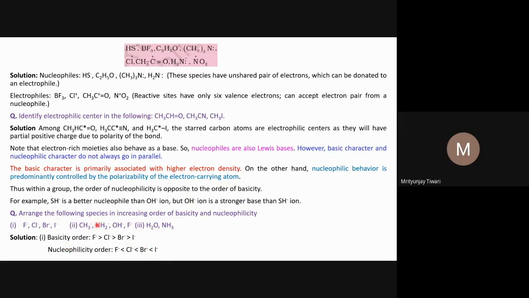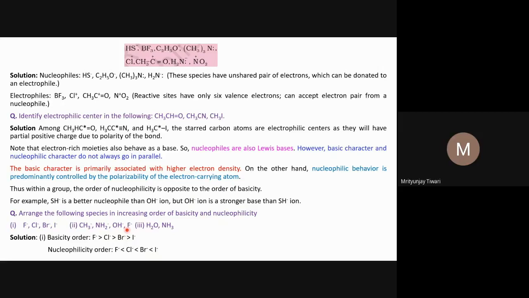Now the next question is CH3 minus, NH2 minus, OH minus, F minus. These examples are from the same period, and so these atoms, carbon, nitrogen, oxygen, and fluorine, are in the same period, and they are adjacent to each other. So what do we see? As we go from left to right in the periodic table, atomic size decreases.